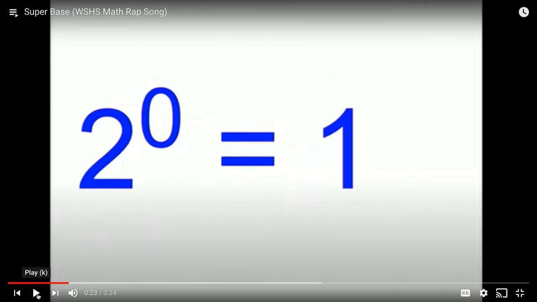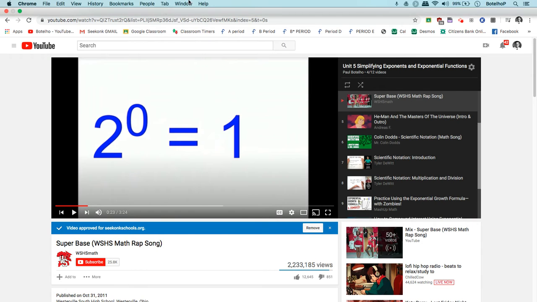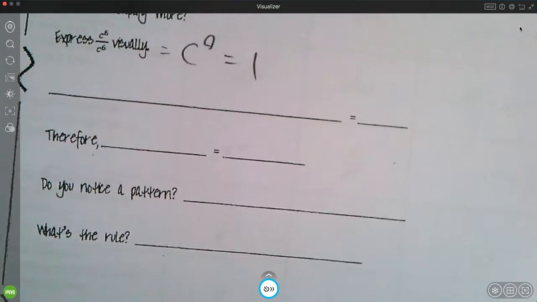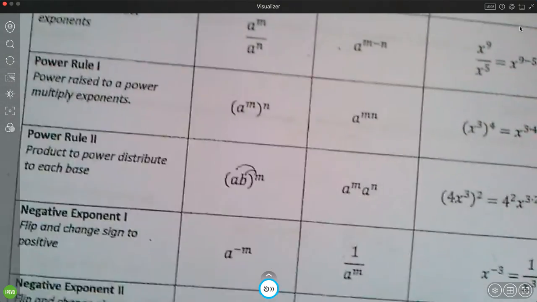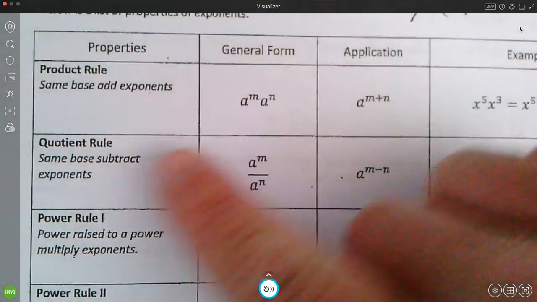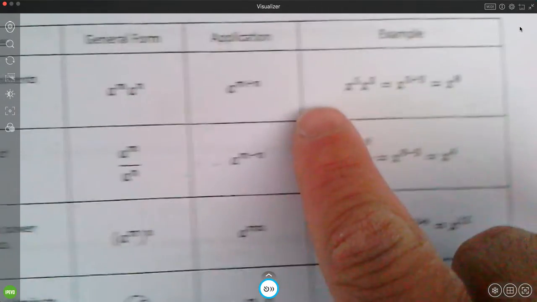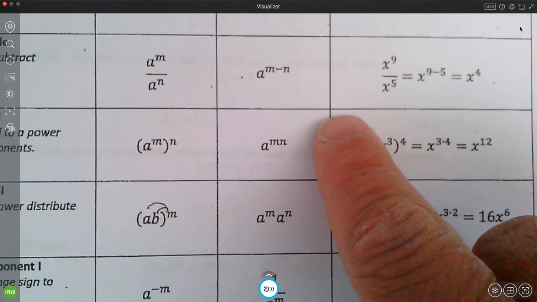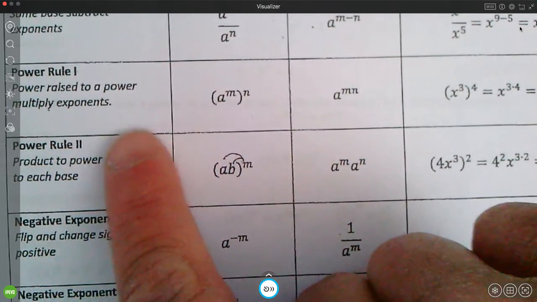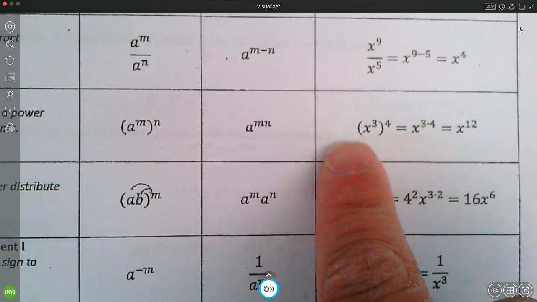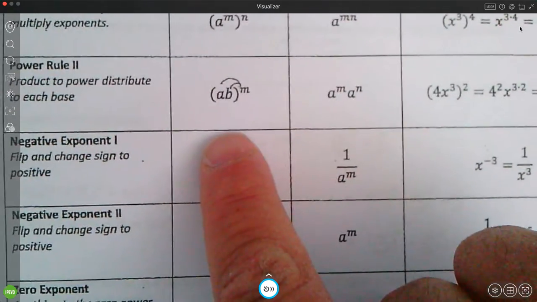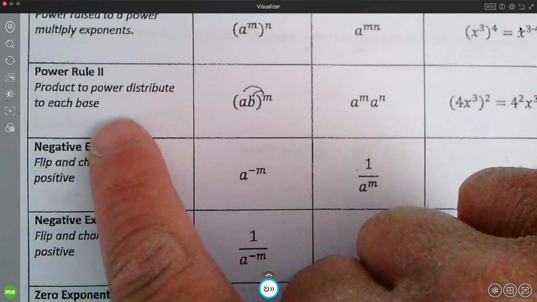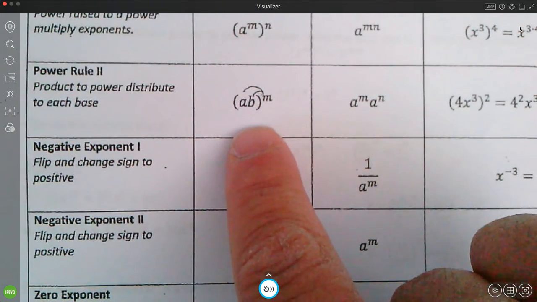So now, recapping our rules here in our video reference. We pretty much did all the rules, so I'll go through them with you. If you're multiplying with the same bases, you just add the exponents. If you're dividing with the same bases, you just subtract the exponents. Power to a power, you multiply the exponents. This is the one I was showing you earlier. If you have a product to a power, distribute to everything on the inside and multiply.